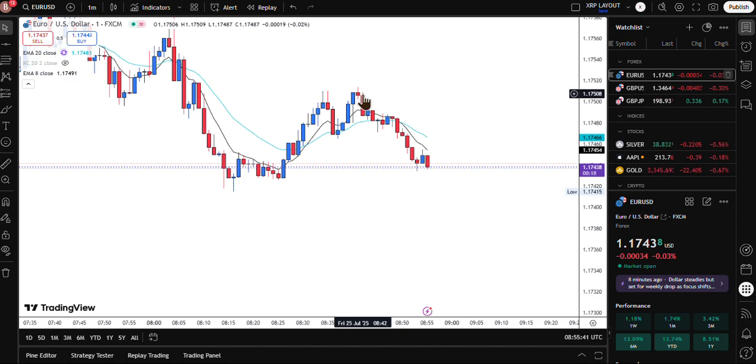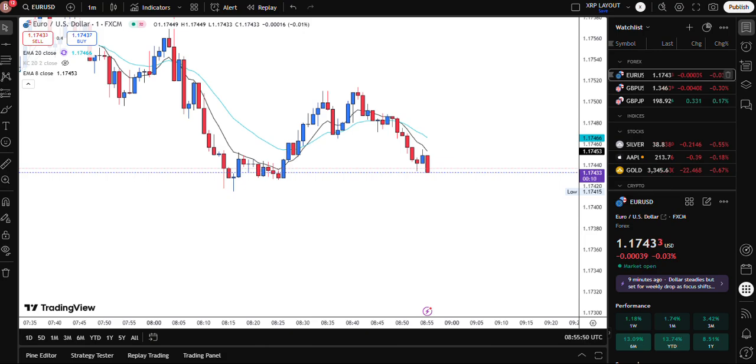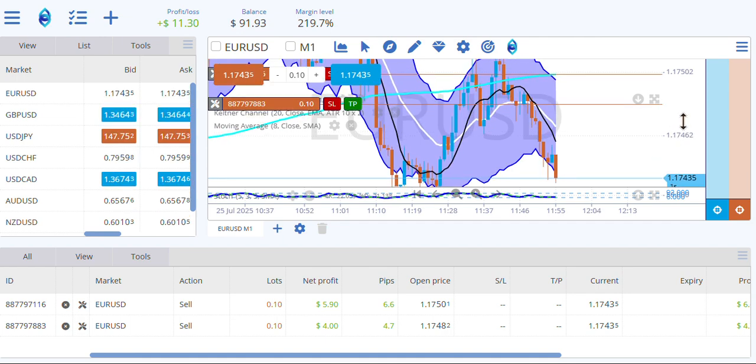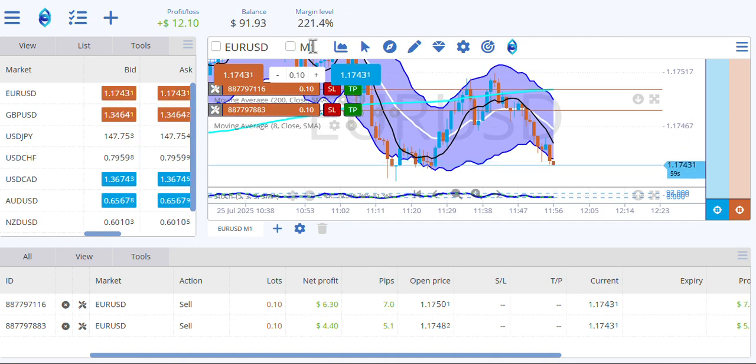I got in up here. I got in way up here on my trading charts, which is up here. I did a second entry right here, so I'm at $11.50. That's on the 1 minute.